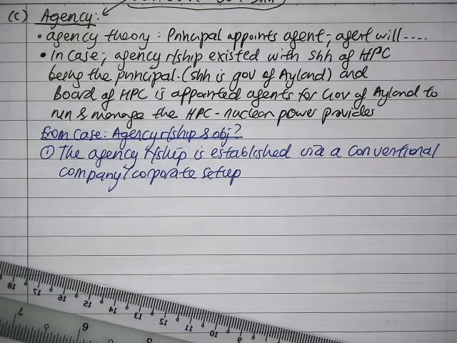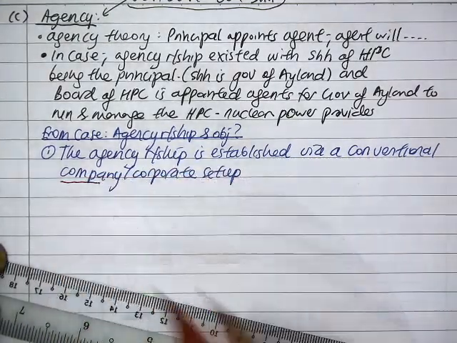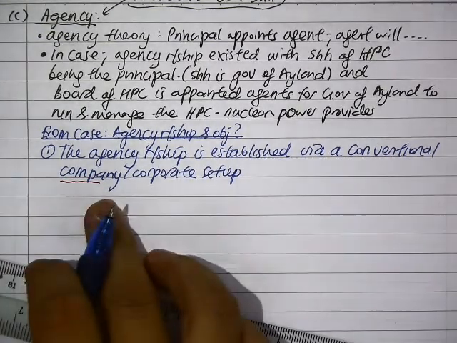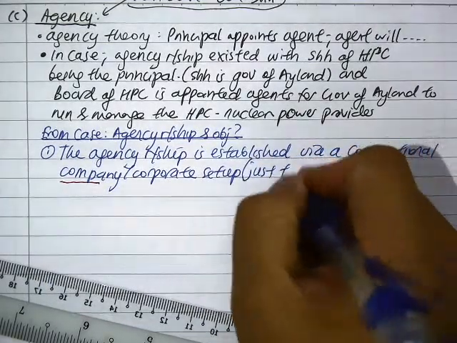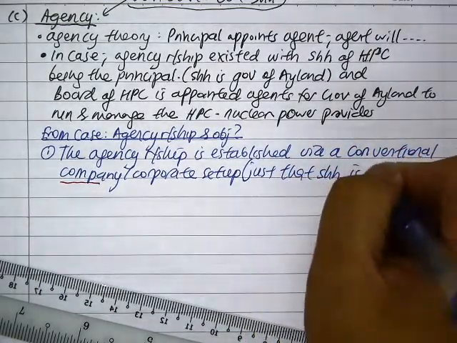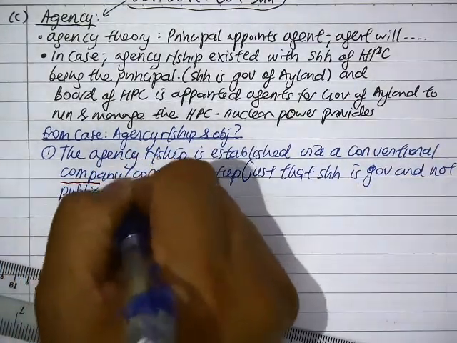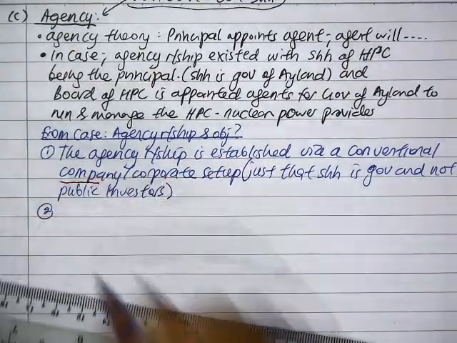Understand? Because not necessarily agency must be through a company. Charity also has agency, but it's not through a company. Government also has agency, but it's not through a company. So that's why you understand that this is through a company. So you probably missed that. Some students will not explain that one. They straight away jump into company before even identifying the company. So this is how they have established agency. It's through the company setup, with just the shareholder being the government and not public investors.